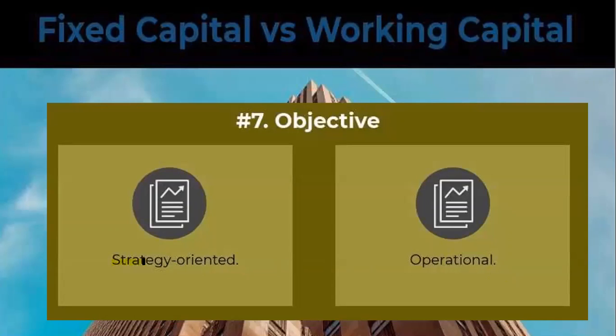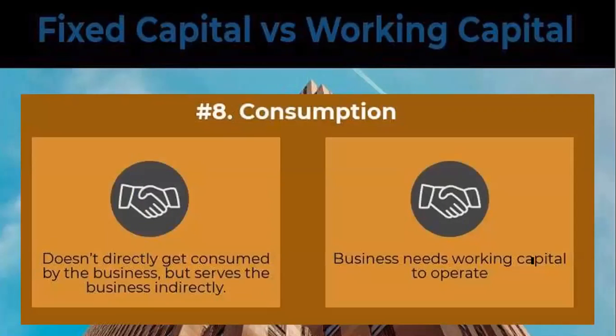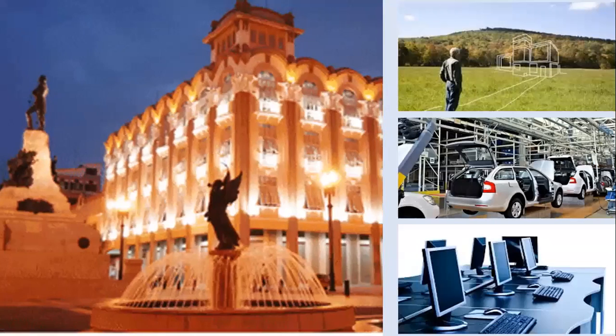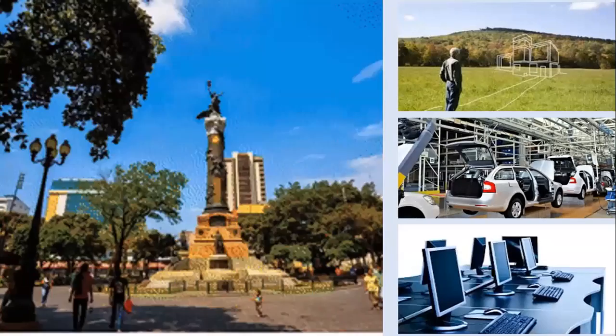Fixed capital is strategy oriented and working capital is operational. So it's more into the operations of the business. And the consumption: fixed capital doesn't directly get consumed by the business. And working capital, the business needs working capital to operate. All right, so those were the biggest differences between fixed capital and working capital.